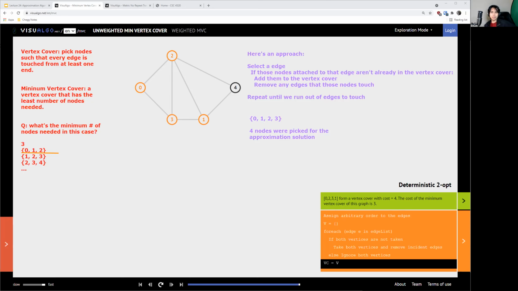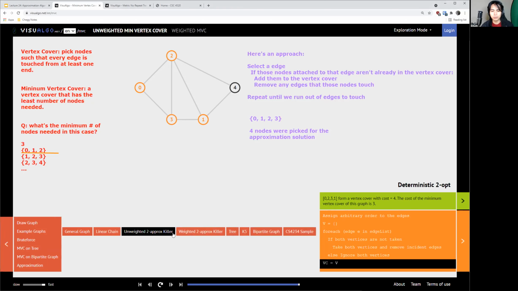We didn't pick all 5 nodes. We just picked 4. It's not as good as the best solution, but it's still not bad. We're still in good shape. Now is the time to think about whether there's a chance the approximation algorithm will always produce the best solution, or a solution that's as good as our best solution. So let's look at one last example.